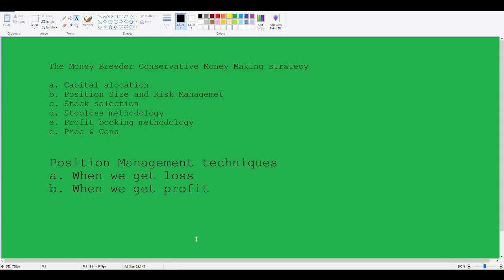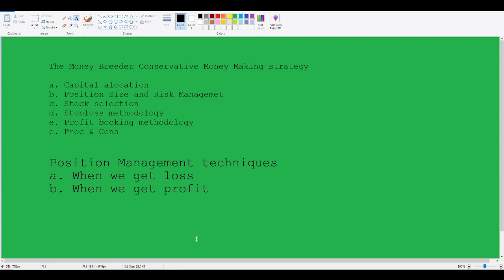In the last video, I discussed the strategy where we can make 25,000 rupees by using 5 lakh capital. For the same strategy, I explained how to allocate the capital, the position size, risk management, stock selection process, stop loss and target methods, all the details. This is a continuation of the same thing.